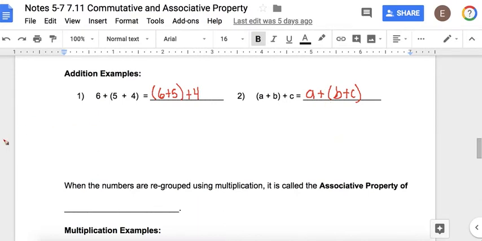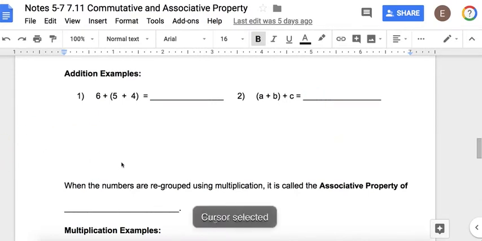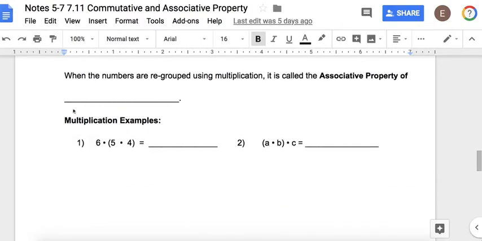Okay, let's look at some multiplication examples. When the numbers are regrouped using multiplication, it is called the associative property of multiplication. So we have 6 times 5 times 4 inside the parentheses, and now I'm going to group the 6 times 5 in parentheses with the 4 outside the parentheses. Now A times B is in parentheses with C outside, so I'm going to leave the A outside the parentheses and group the B and the C.